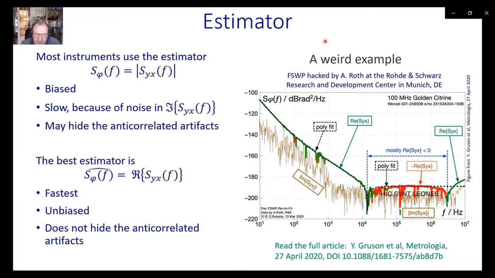So this is a really weird example where we hacked an FSWP at the Rohde & Schwarz Research and Development Center in Munich, Germany. And we measured a 100 megahertz oscillator, and this oscillator has a quartz filter at the output. So it has this strange impedance mismatch at the output. We extracted the real part of the cross spectrum, and we observed something.